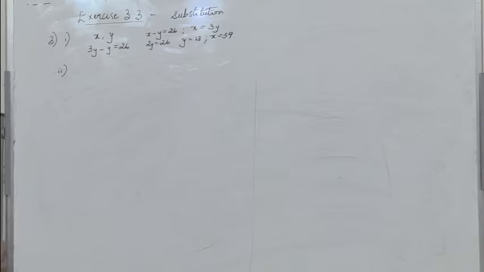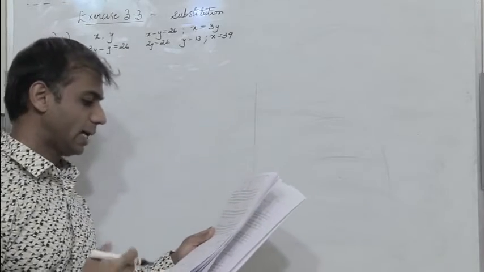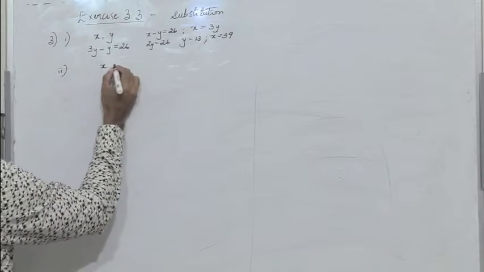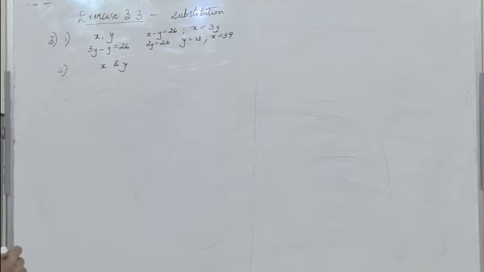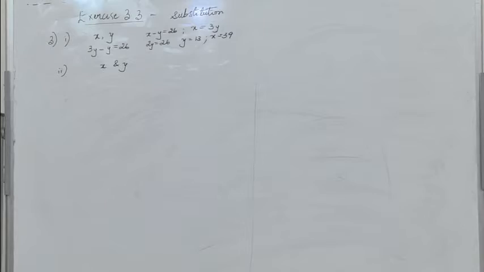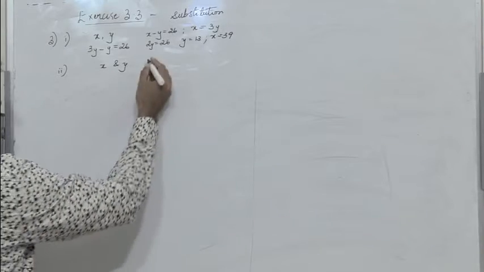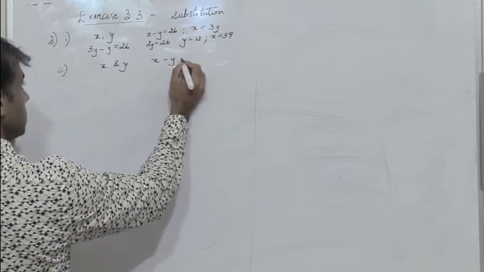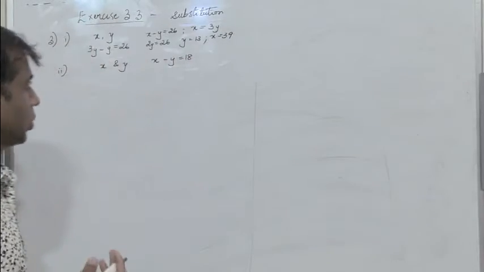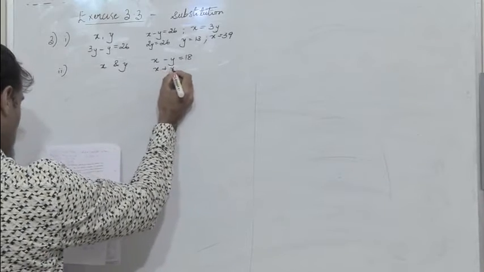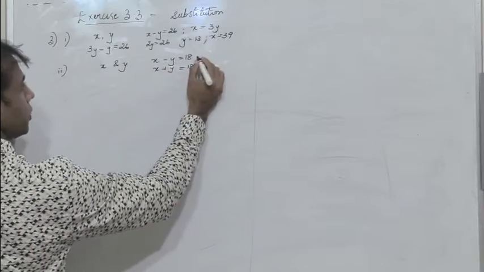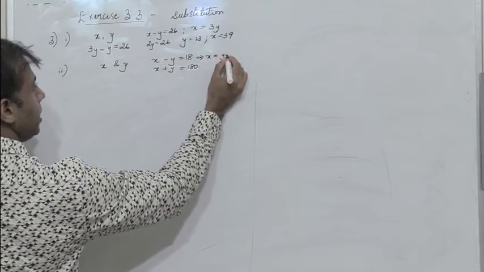It states that the larger of the two supplementary angles exceeds the smaller by 18 degrees. So let the two angles be x and y. So the larger of these two exceeds the smaller one by 18 degrees. That means if I take the difference of x and y, it is 18. And we already know that the sum of two supplementary angles is 180. So x plus y is 180. Right? So what is x? So from this equation we have x equals y plus 18.